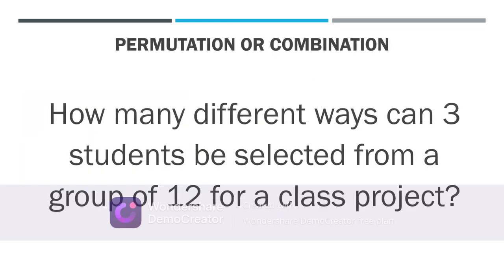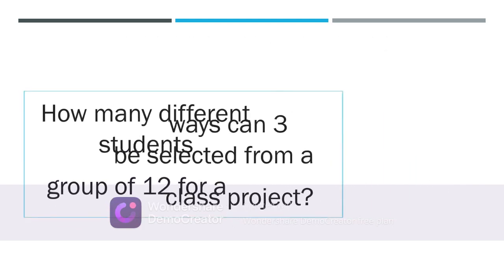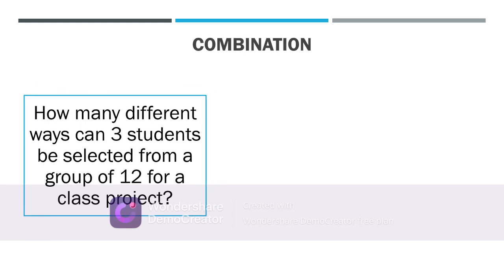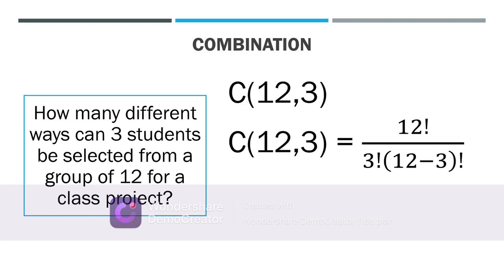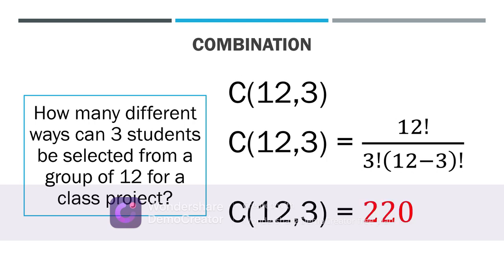How many different ways can 3 students be selected from a group of 12 for a class project? We are going to select 3 students from a group of 12. So this is combination. The order doesn't matter, only the students selected. Since combination, we will take 3 out of 12. Combination of 12 taken 3 at a time is equal to 220. There are 220 ways to select these students.